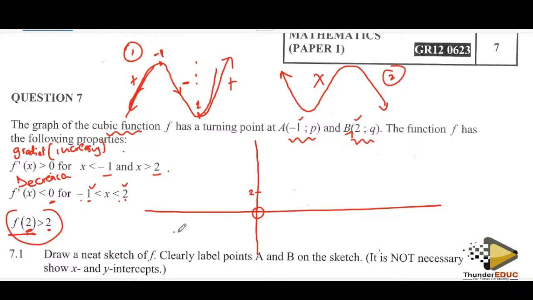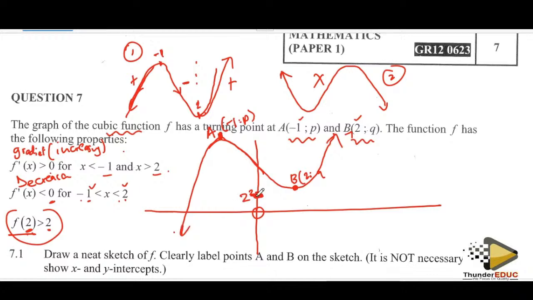Someone's going to complain, why is it like that? Maybe people will be happy with this. Guys, we are just interested in the turning points. So this is going to be our A, since it's on the negative side. And then this is going to be our B, which is at 2. They told us it is above 2, it's greater than 2, and this is slightly above. So that is the sketch.